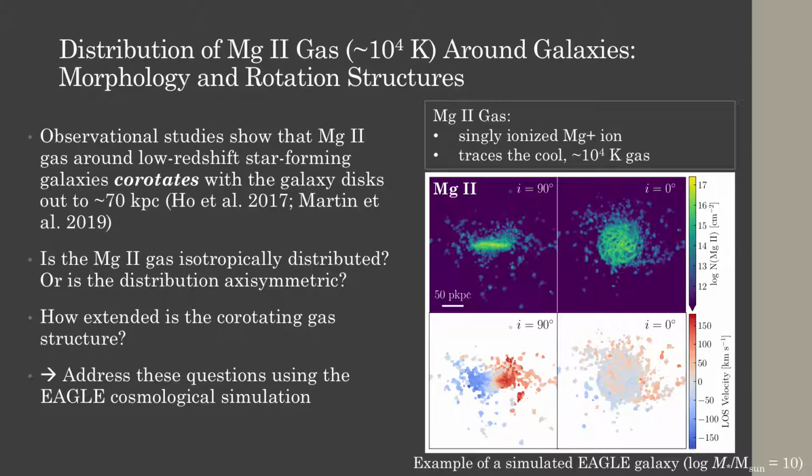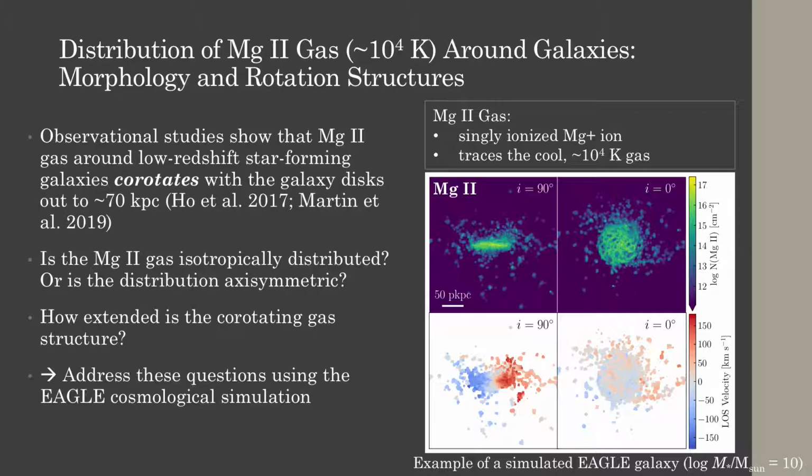The bottom row shows the line of sight velocity map. Blue color means the gas is moving towards us, therefore it's blue shifted. Red color means the gas is moving away from us, therefore it's red shifted. We see a blue shifted and red shifted side, which is an indication of rotation. Also, because the magnesium-2 gas at the right-hand side is red shifted, it means that the magnesium-2 gas corotates with the stellar component of this galaxy.